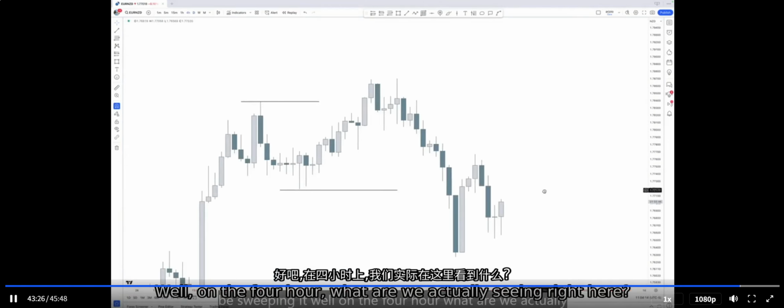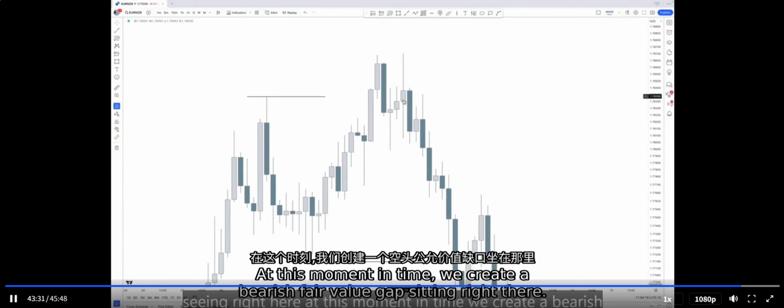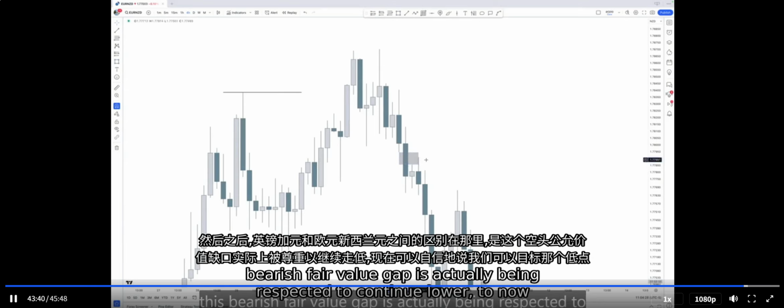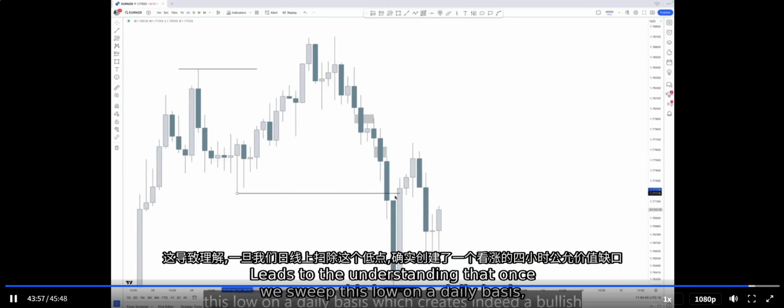Well, on the 4-hour, what are we actually seeing right here? At this moment in time, we create a bearish fair value gap sitting right there. And afterwards, the difference from GBP Canadian dollar is that this bearish fair value gap is actually being respected to continue lower, to now confidently say that we can target that low. And afterwards, that leads to a new 4-hour fair value gap lower as well, which leads to what?